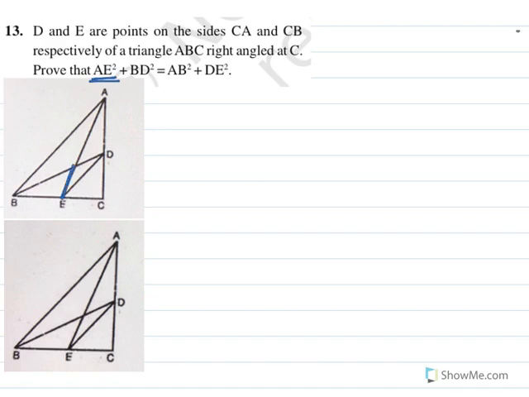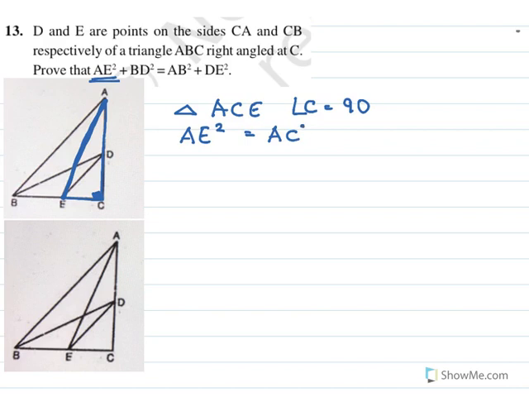So this is AE square, this is AE, and if you see, AE is part of the triangle ACE, which is 90 degrees at C. So we'll use Pythagoras theorem in ACE. So triangle ACE, angle C equal to 90. So by Pythagoras theorem, hypotenuse square: AE square equal to AC square plus EC square. We put this as equation 1, and this is by Pythagoras theorem.